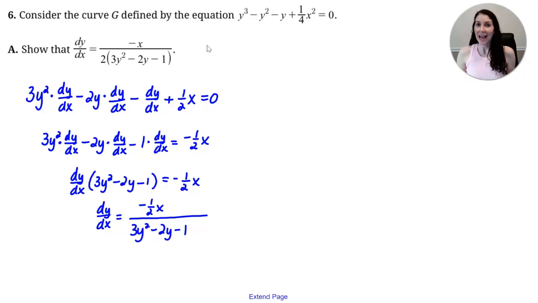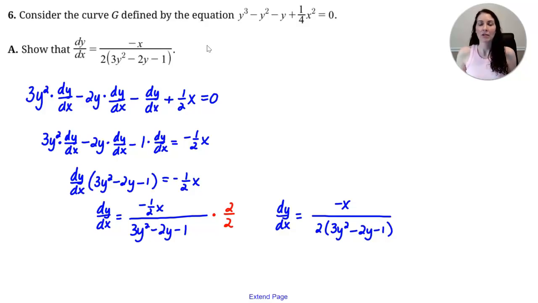And this is what I got, but then I noticed, wait, it doesn't match up with what's given. And I thought, well, how algebraically can I get to what's given in part A? I can do that by simply multiplying the numerator and denominator by 2. And this is okay to do because essentially I'm just multiplying by 1. And now I can see that it matches up with what I am given in part A.